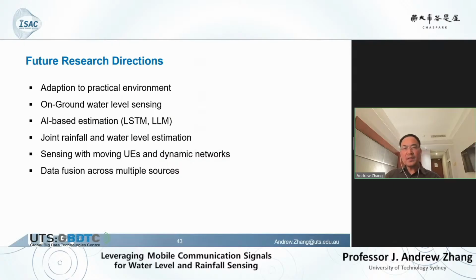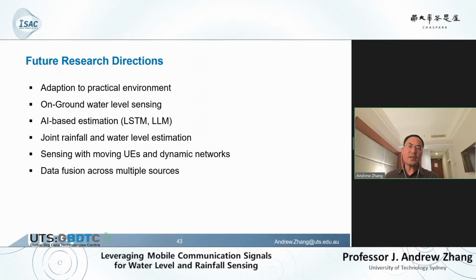The work on environmental sensing is still in its early stage, particularly for the rainfall intensity sensing. Water level sensing is relatively stable, and we found it works well if we're using a dedicated and fixed receiver. But it becomes challenging if we consider the sensing at the base station using signals from moving terminals. So a bigger challenge is how to adapt the technique to practical environments, including moving nodes and a lot of interference sources.